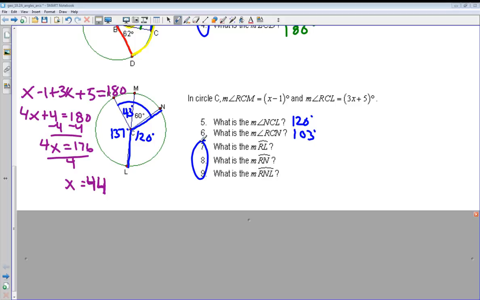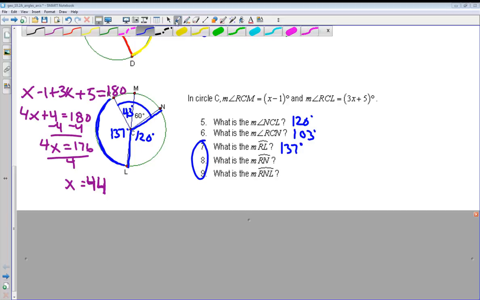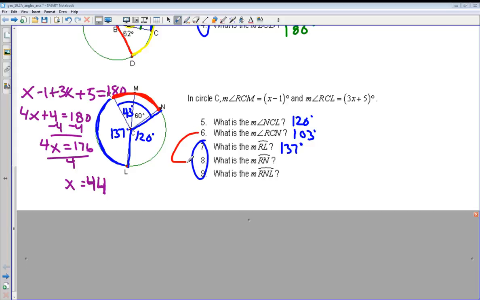All right, we're back. Arc RL is right here. That goes with our central angle of 137. So hopefully you wrote down that that measurement's 137 degrees. Number 8, what's the measure of arc RN? So arc RN, we're going to start at R and go over to N. So it covers both of those central angles. So number 6 relates directly to number 8. We know that's going to be 103 degrees.